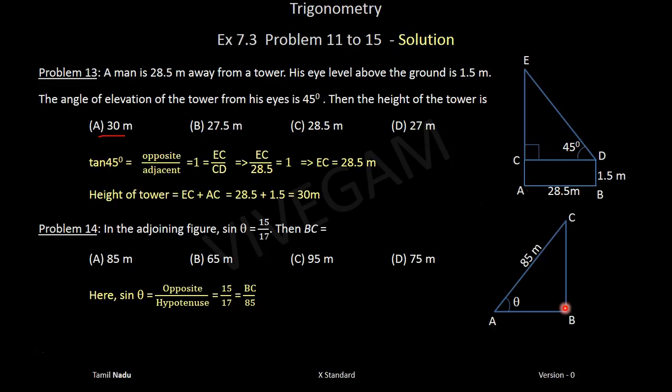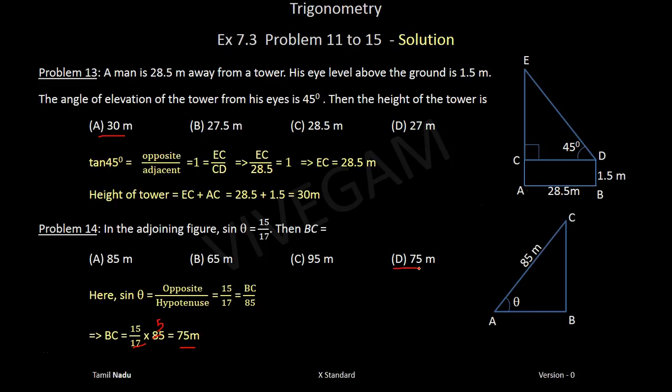We are asked to find BC, but we know sin theta is nothing but opposite by hypotenuse. So that will be BC by hypotenuse, which is 15 by 17. They have given us that value, right? And that is equal to opposite side BC and the hypotenuse is 85. So 15 by 17 equal to BC by 85. So BC will be equal to 15 by 17 into 85. And what will happen here? 17 will go 5 times. So 15 into 5, that is 75 meters. So what is 75 meters? That is option D. You got it?